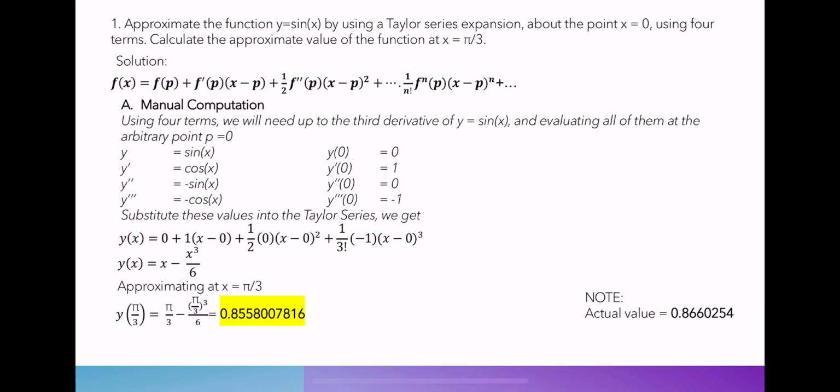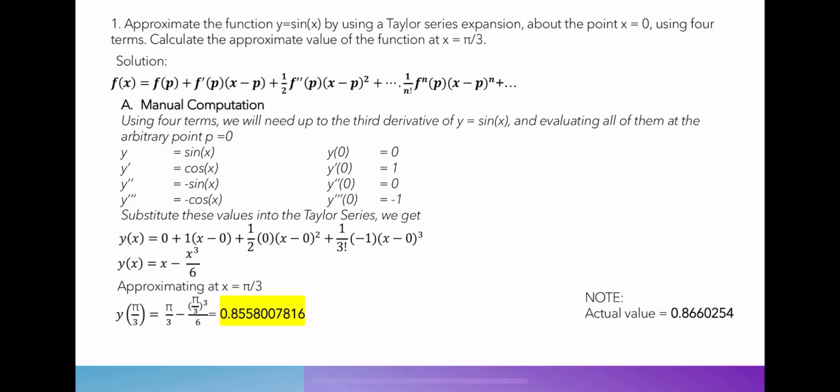So we're given the information to approximate the function y is equal to sine of x using 4 terms only about the point x is equal to 0, and the approximate value of the function at x is equal to pi over 3. For this problem, I'll be discussing 3 different approaches or methods to solve it. The first one is using manual computation, or using our formula. Recall that our formula is f of x is equal to f of p plus f prime p times x minus p, and so on and so forth.